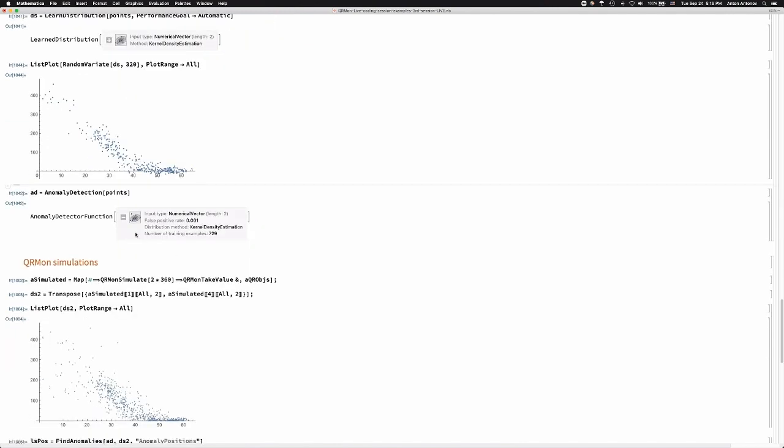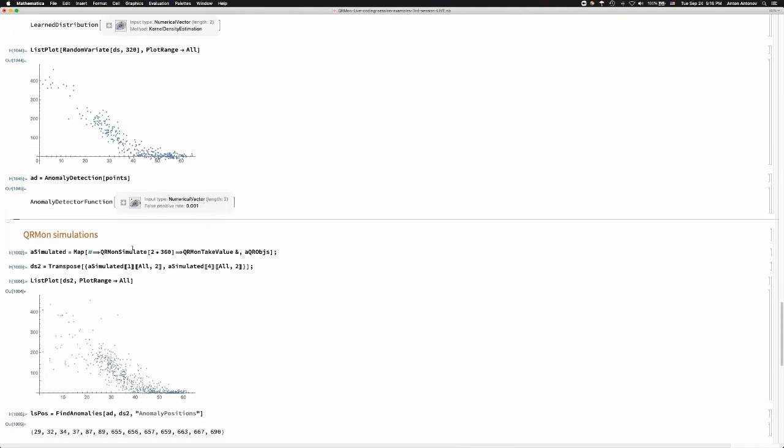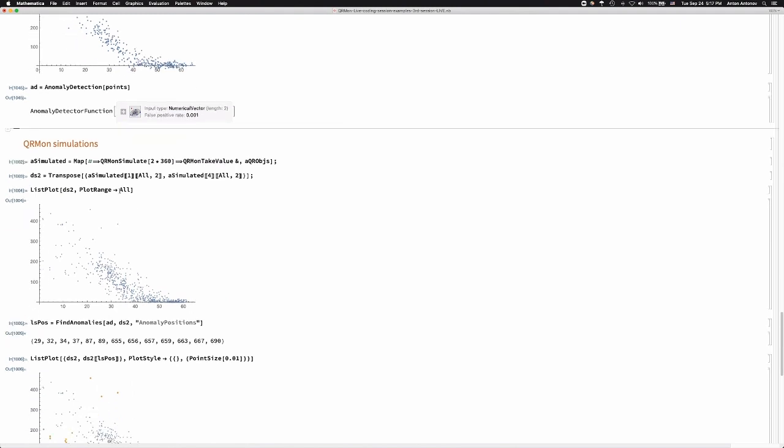I made this example just to show that we have this learned distribution, and this distribution is like any other object. We can use it in other functions, like RandomVariate, to generate random points and produce new data. And now I can use those original points again from the original data to produce an anomaly detection function. You can see when I run this, there's some kind of work happening in the background. All right, so let me do the simulations.